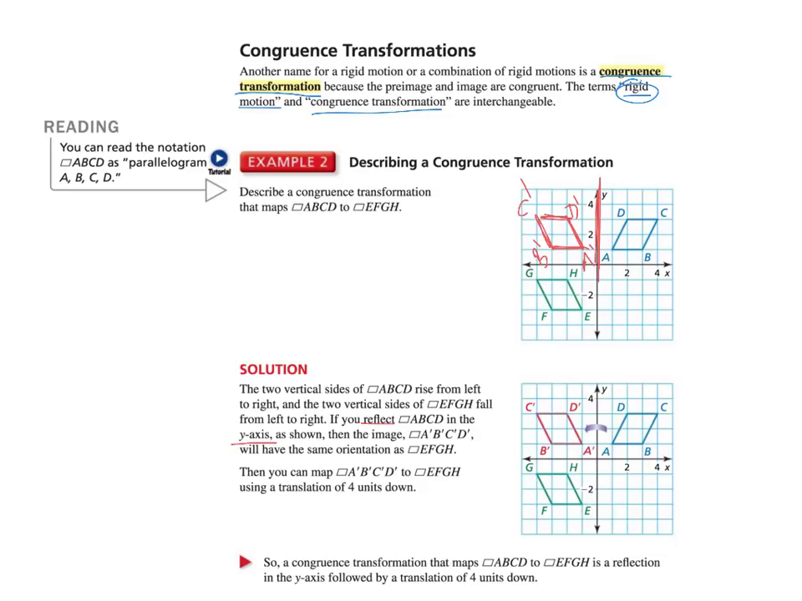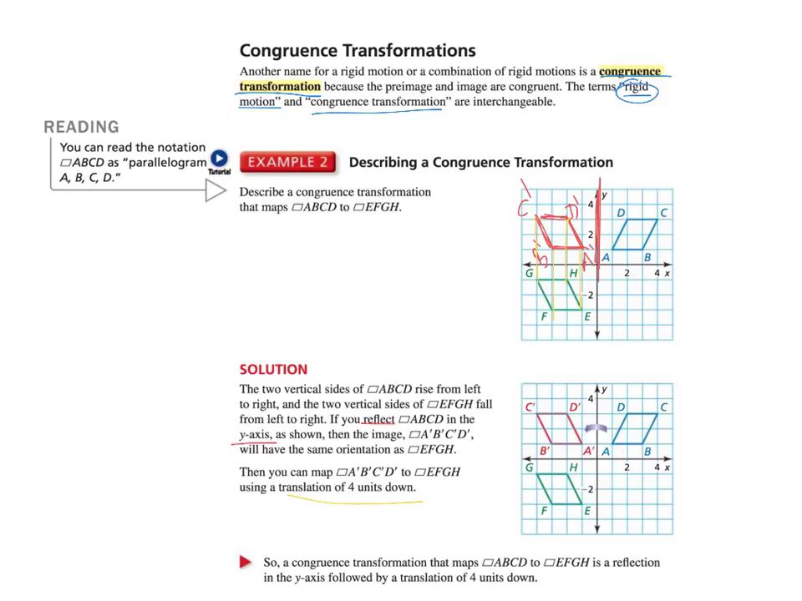And then what would the next step be? Well, I could just translate the whole figure down. I can move every point down 4 units, down 4 units, down 4 units, down 4 units. So that'll be a translation of 4 units down. That's all there is to it. That's our congruence transformation.